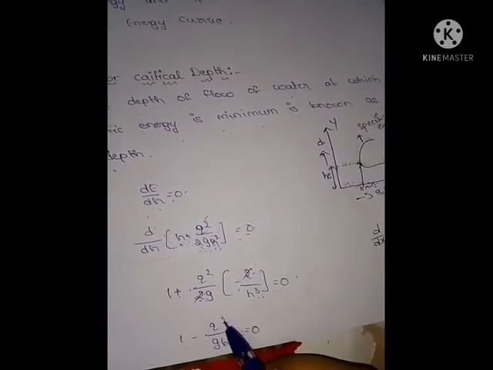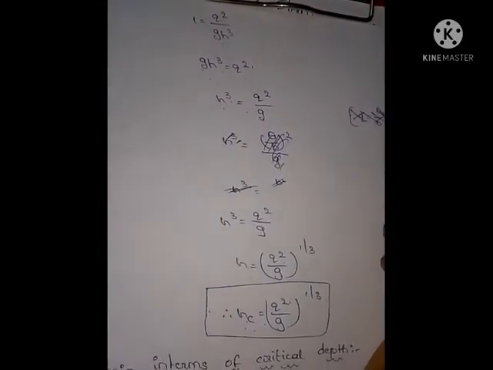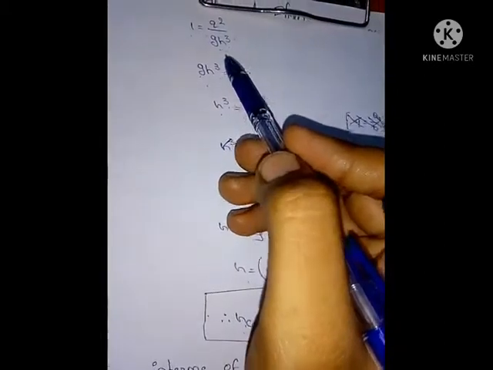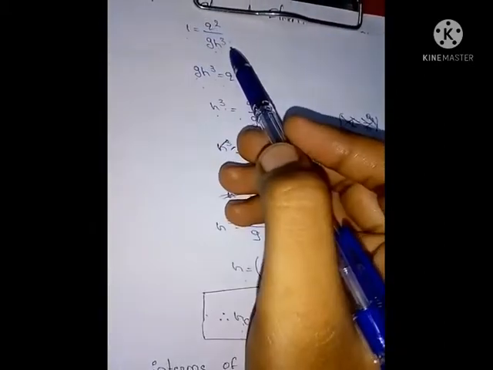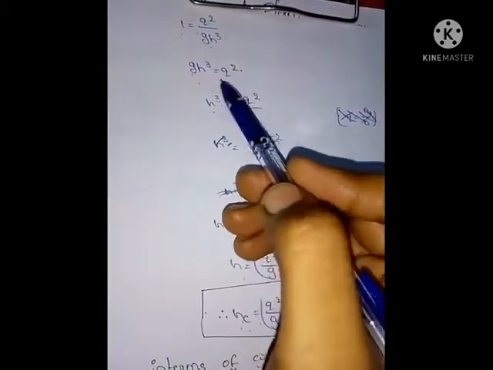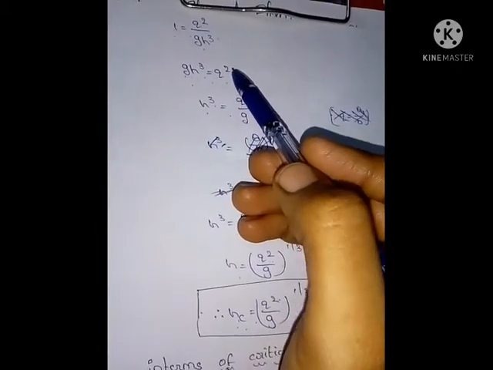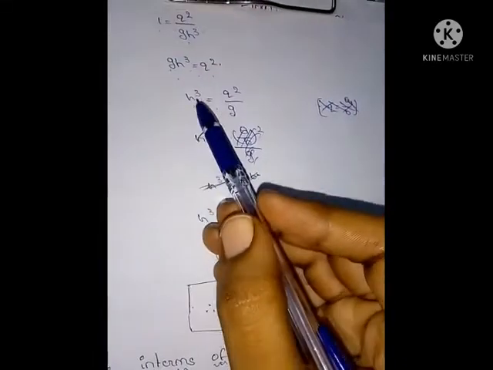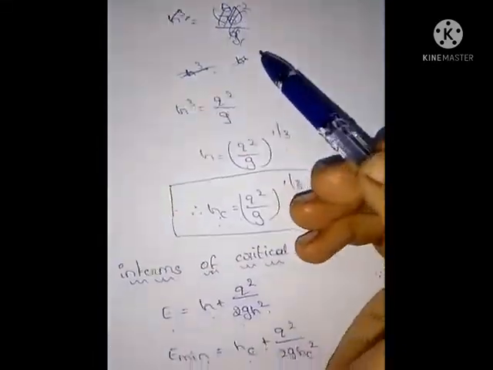Now move this minus term to this side. If we move that minus term to that side, we get 1 equal to q square by g h cube. Next, move this g h cube to this side: g h cube equal to q square. We have to find the equation for critical depth, so move this g to this side again. h cube equal to q square by g.